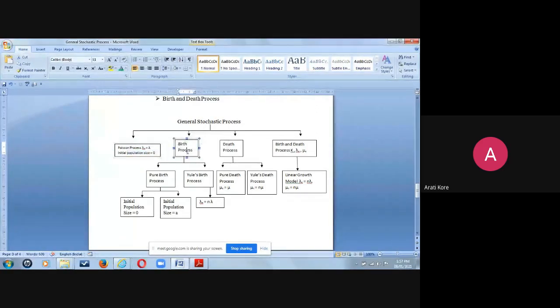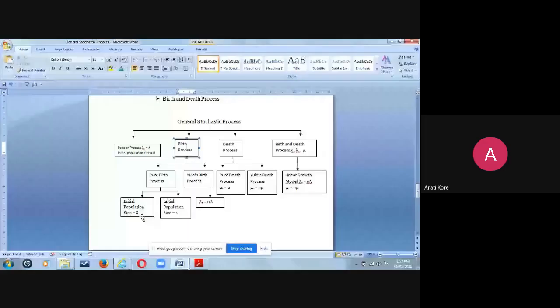In the birth process, what are we going to consider? Again, pure birth process and Euler's birth process. In the pure birth process, again we are considering the pure birth process where the initial population size is 0 and the initial population size is some number, say A. In Euler's birth process we are going to consider lambda n, that is the rate of change, is proportional to n, and so lambda n is equal to n lambda. How much is your rate of change? It is your current population size, or however many objects are in the system, multiplied by the rate of change.